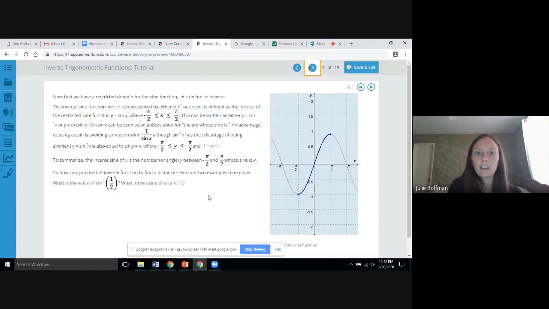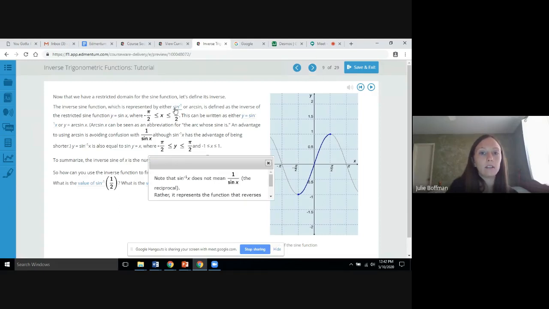Okay, in this slide, it starts to talk about, okay, so how do we actually evaluate then? So it says, now that we have a restricted domain for the sine function, let's define its inverse. The inverse sine function, which is represented by sine with a little -1. Now, it says note that sine -1, that's not math, right? When you're doing inverse, that's just notation. It doesn't mean you're actually raising it to the power of -1. It's just how we note that it's the inverse of sine.